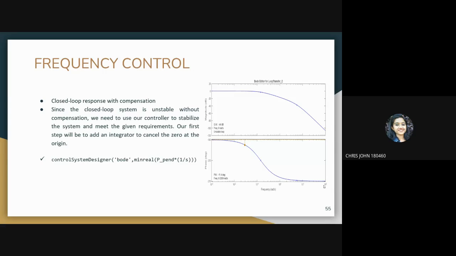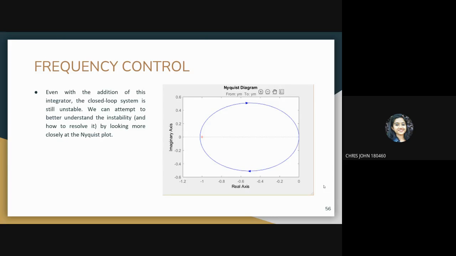Now we'll see the second method, closed loop response with compensation. This is how the graph looks with an inbuilt integrator. Even with the addition of the integrator, it is unstable as the magnitude is less than 0 decibel. We can understand the instability better by examining the Nyquist plot. It can be plotted using control system designer. So here there is an encirclement in clockwise direction around the point -1. So our system is still unstable.